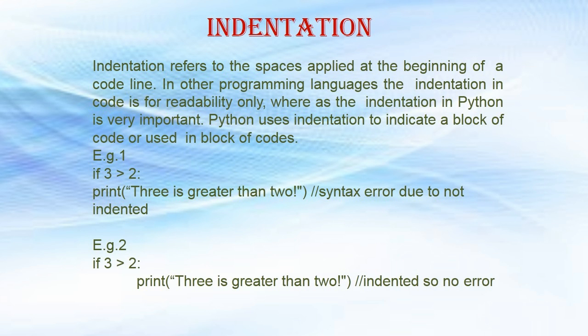So, indentation. Indentation refers to the space applied at the beginning of the code line. In other programming languages, the indentation in code is just for readability, whereas the indentation in Python is very important. Python uses indentation to indicate a block of code, which means that in other languages, indentation is basically space before writing anything, right? So where your statement or your instruction or your line starts and you give a kind of space to it, then it is called indentation.